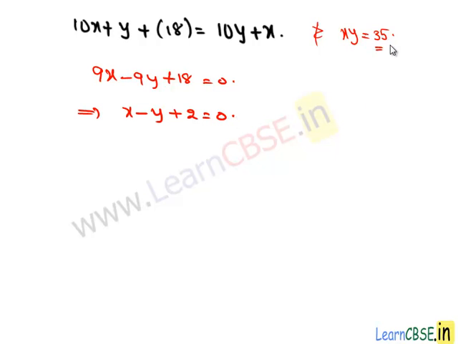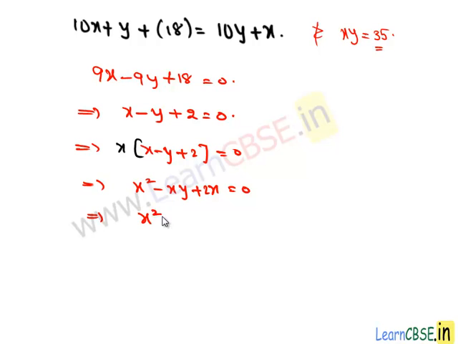We already have the product of x and y is 35. To eliminate a variable, we multiply this equation with either x or y. So by multiplying with x, we get x times x minus y plus 2 is equal to 0. Then we get x square minus xy plus 2x is equal to 0. That implies x square minus 35, as we have the value of xy, which is 35, plus 2x is equal to 0.